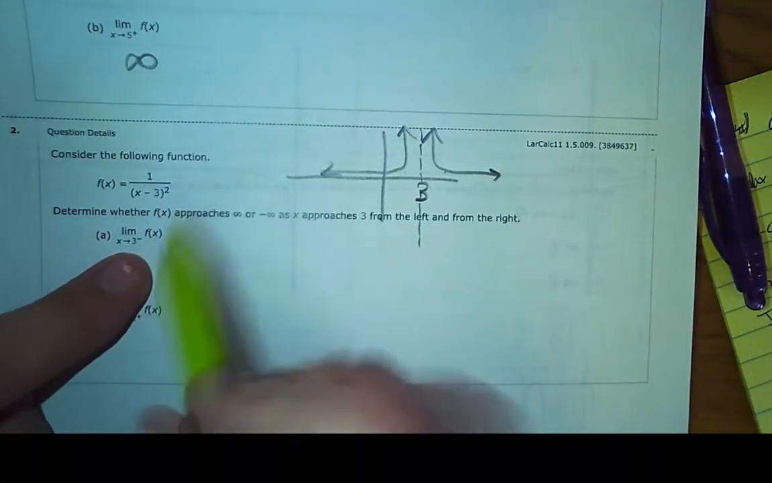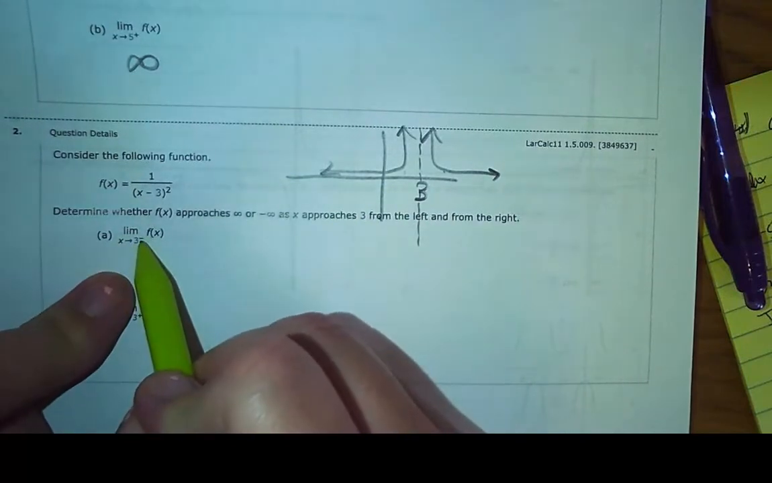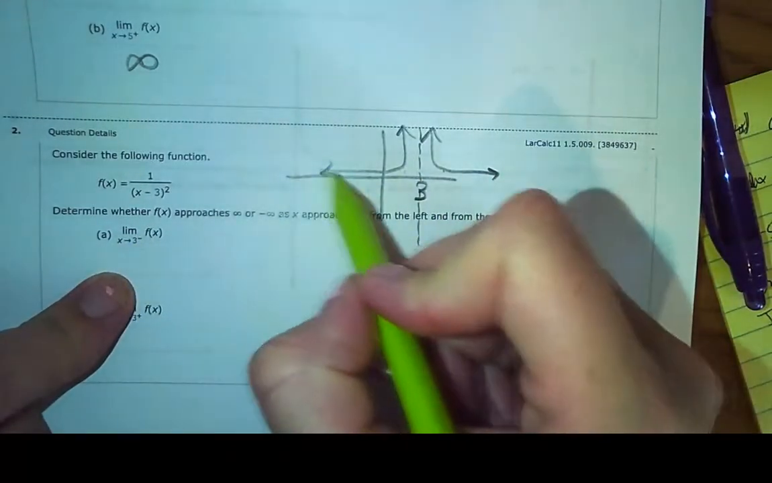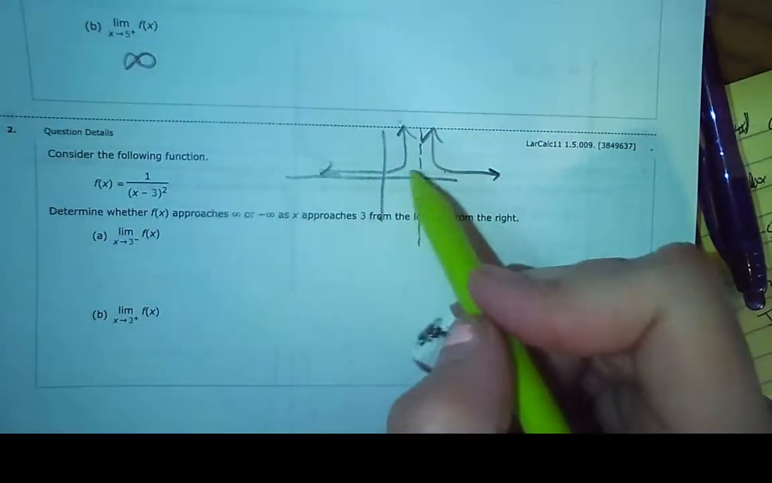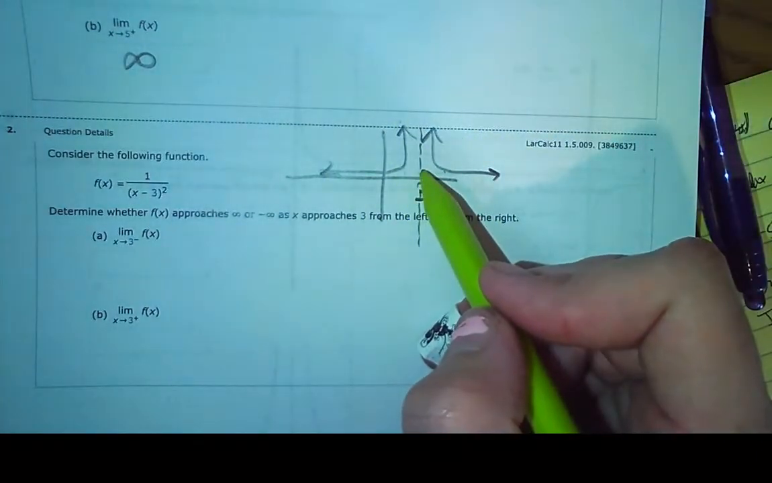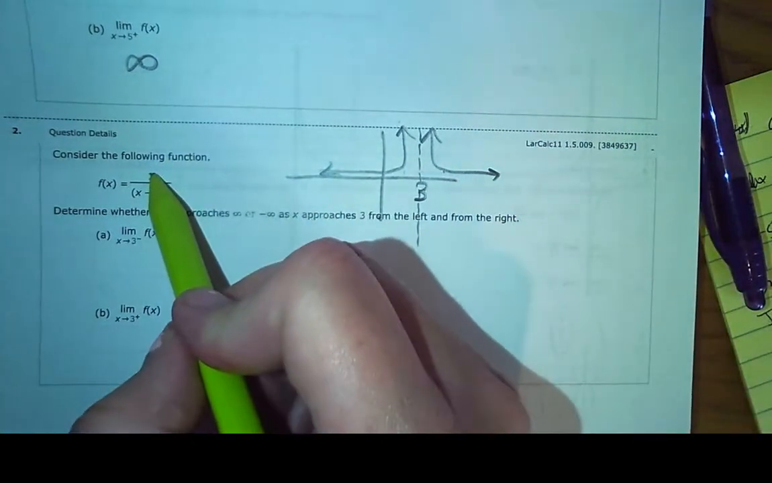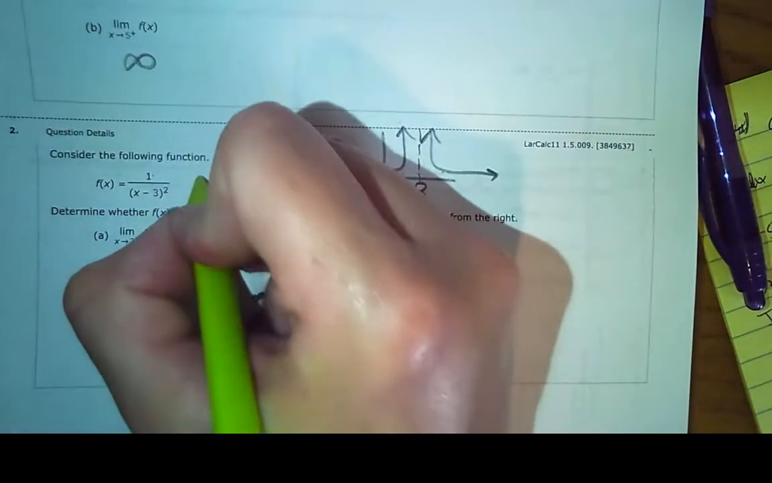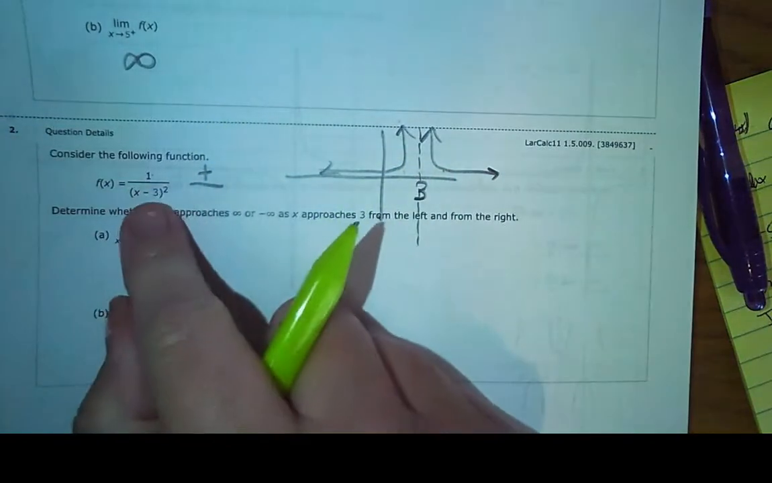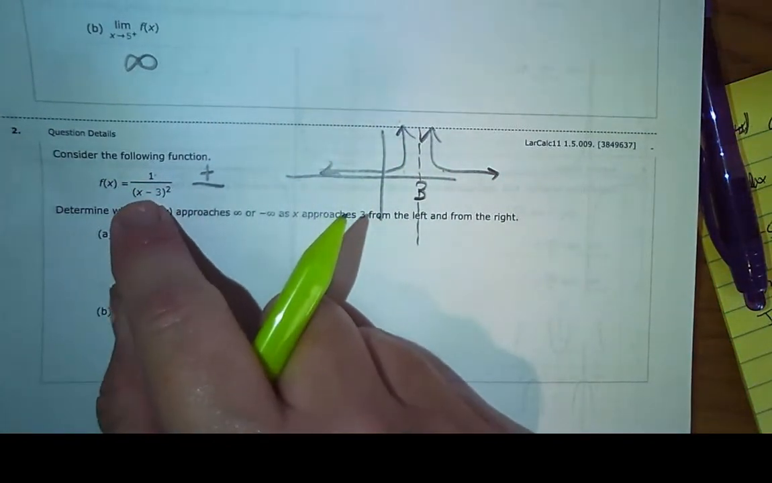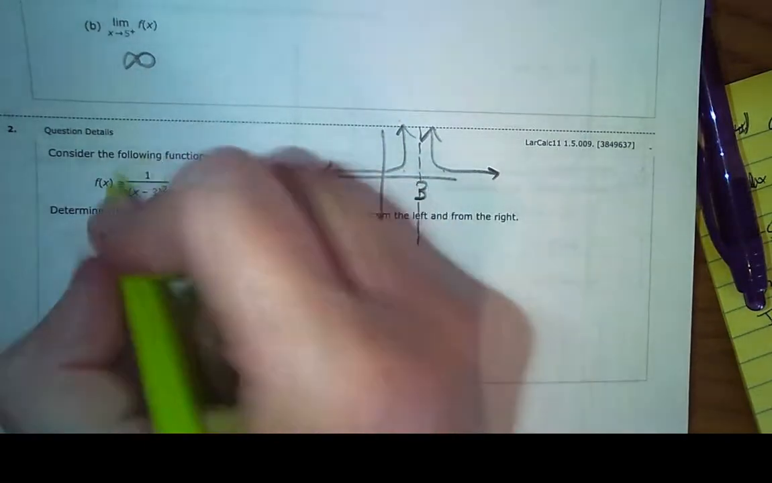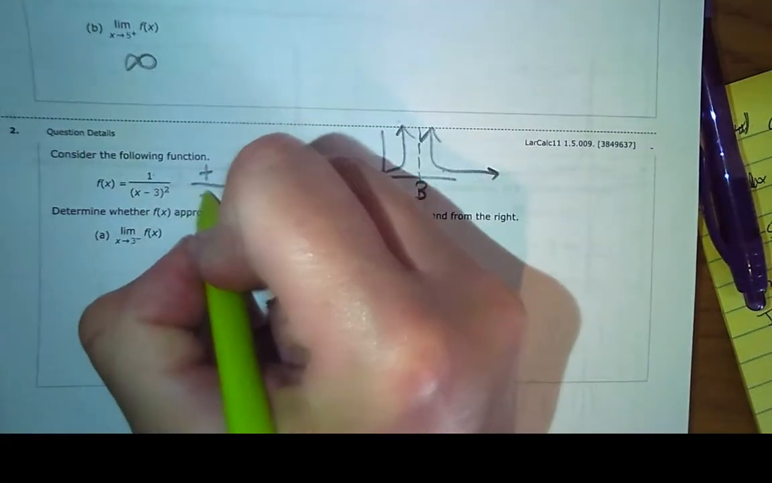All right. If I come at 3 from the left, where is this thing going to go? It's going to go up to positive infinity. Another way to approach this, because you may have forgotten your parent functions, is your numerator is always positive. What's going to happen to your denominator all day long? I don't care what you sub in for x other than 3. It will always be squared, which will make it positive.